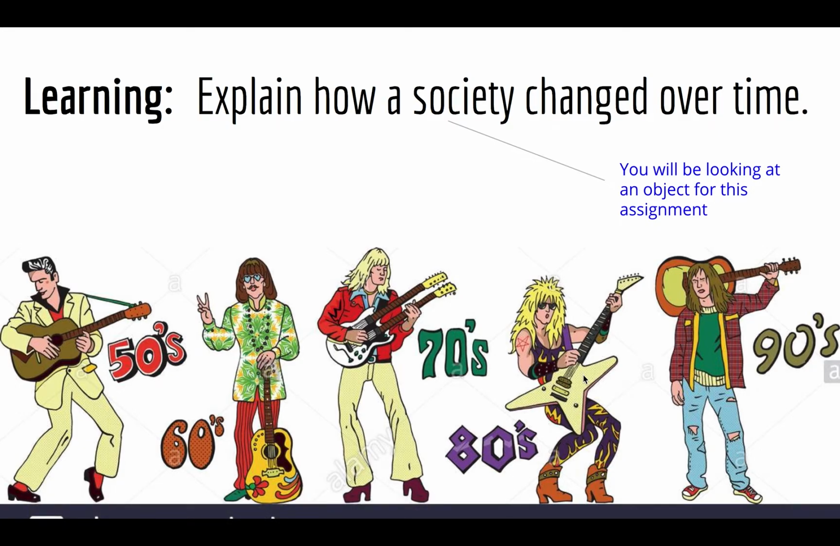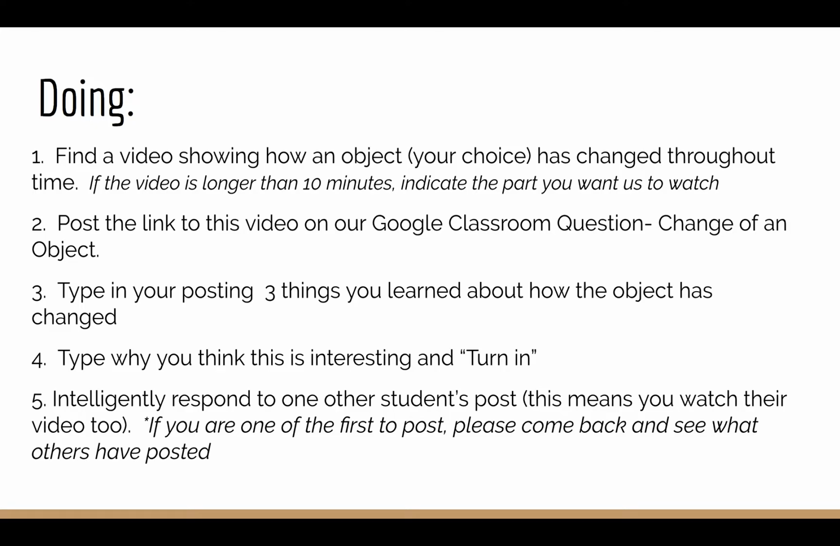So for today's lesson, you're really looking at an object. You'll be picking an object that you're interested in and seeing how it's changed. What you're doing is finding a video from the internet, and I'll show you in a moment what we chose to do. This is your choice. If the video ends up being more than 10 minutes, please indicate from what section to what section we should watch, for example, from the 2-minute mark to the 5-minute mark. It should just be a few minutes though.